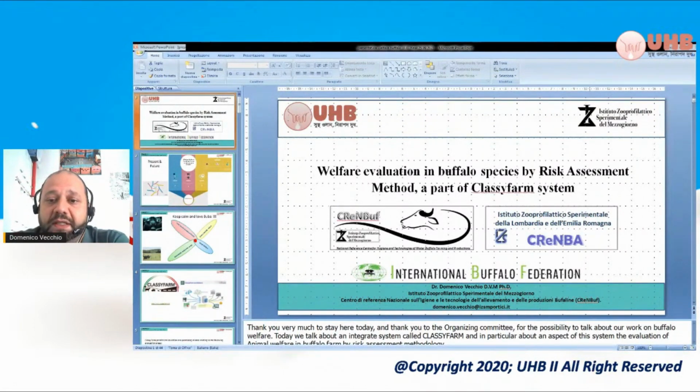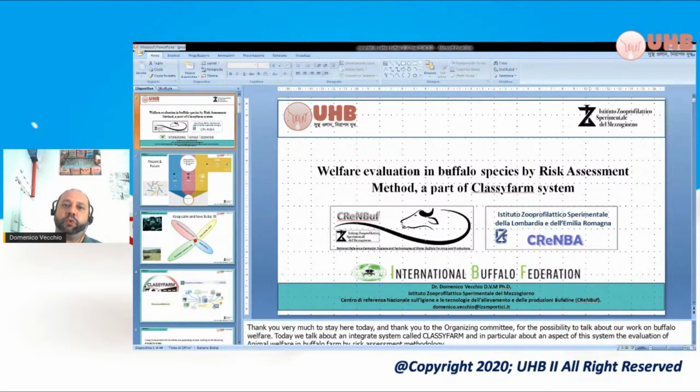In this context, the veterinarian represents the connection between the farmer and the competent authority and supports and assists the farmer in the strategic choice of management to improve the health and welfare condition, also based on the level of risk detected by Classifier.